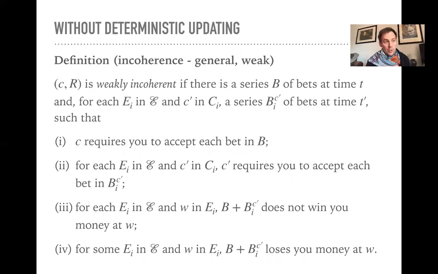Sticking with possibly non-deterministic updating rules, we also have a weaker version of that notion of incoherence. So the prior and updating rule are weakly incoherent if there's a series of bets at the earlier time, and again for each piece of evidence you receive and each possible response your rule permits to that piece of evidence, a series of bets at the later time, such that again the prior requires you to accept the earlier bets, and any of the responses requires you to accept the relevant later bets. And then instead of just saying that the combination of those bets loses you money for sure, you say that the series of bets doesn't gain you any money and possibly loses you money. So for each of the pieces of evidence you get, in each world that makes it true, the combination of those bets does not win you money, and that's for all of them, and for some of them, it loses you money.